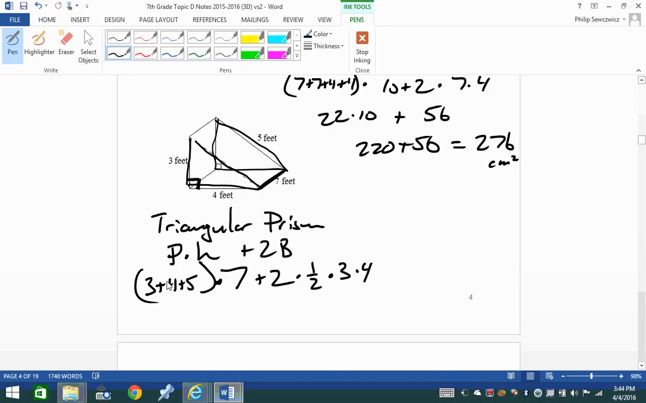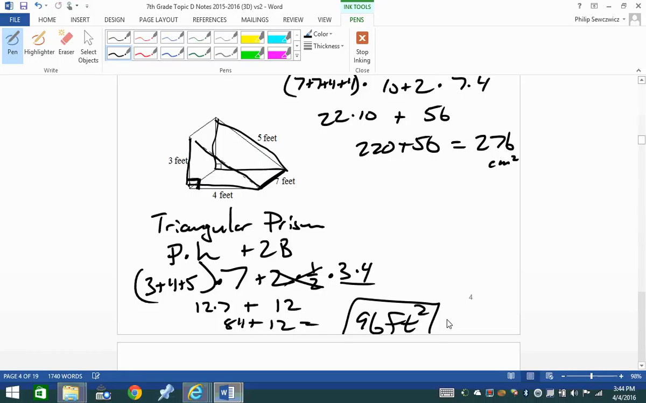You can do a little bit of cleanup here. 3 and 4 is 7. 7 and 5 is 12. So 12 times 7 plus, hey, check this out, 2 times a half. Bye-bye. It becomes a 1. Multiply something by 1, it's not going to change anything. 3 times 4 does give me my 12. So 12 times 7 is 84. 84 plus 12, that's 96. I got 96 feet and then squared.